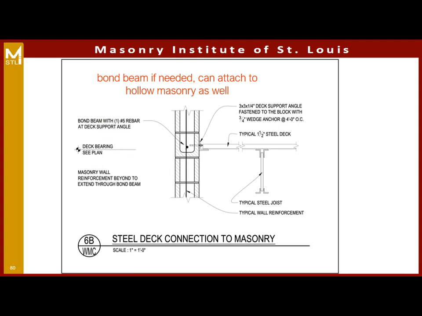At the non-bearing side, so the wall that's parallel to the roof framing, we're attaching a roof deck, which is going to be a much lighter load. If it's light enough, we don't need a bond beam there for the connection. We may need it for other reasons, but we can connect hollow anchors into hollow cells if you change the anchor that you have.